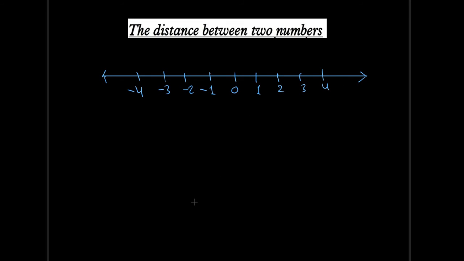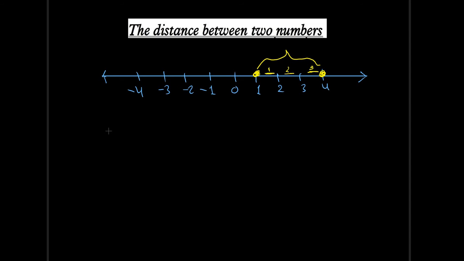So, what's the distance between 1 and 4? It means how many units between 1 and 4. As you see, there is 1 unit, 2 units, 3 units. And the distance is always positive, because distance is a positive quantity. So we say the distance between them is 3 units.